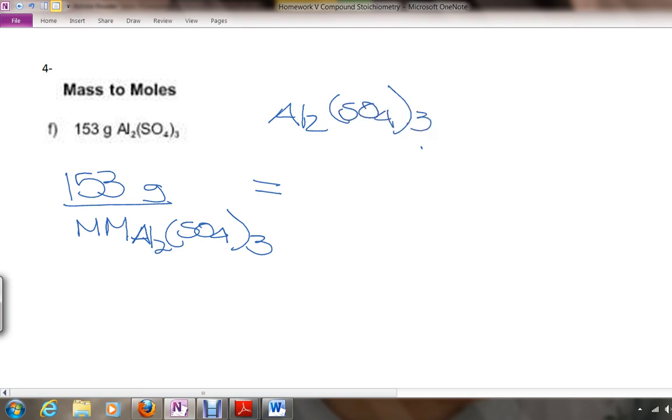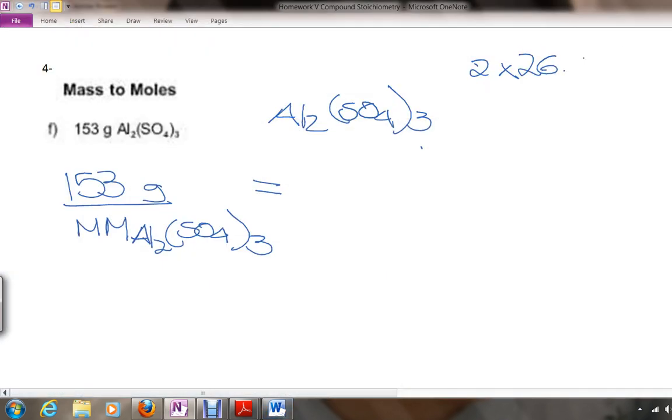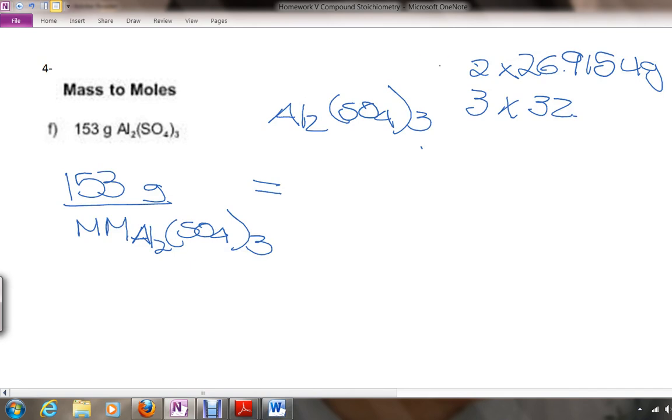So what is the molar mass of Al2(SO4)3? If you want, I can do it. It's twice aluminum, which is 26.9154 grams per mole, plus 3 times 32.07 for the sulfur, grams per mole, plus 12, because we have 4 oxygens multiplied by 3, 12 times 15.9994 grams per mole.